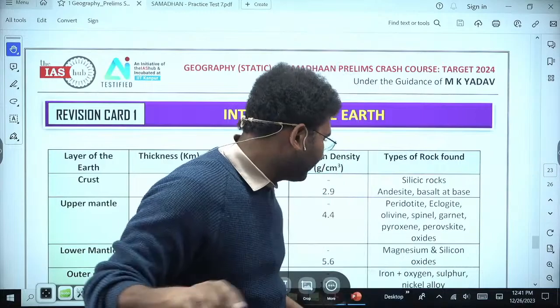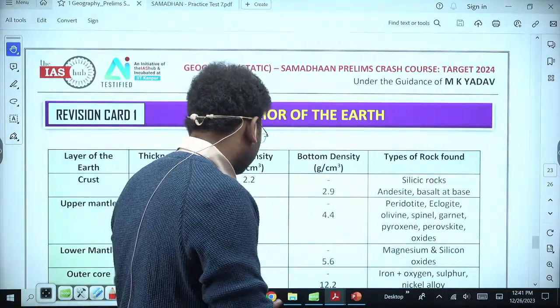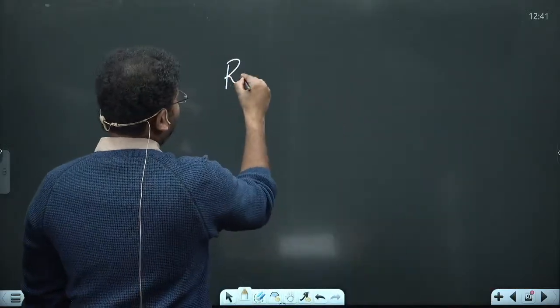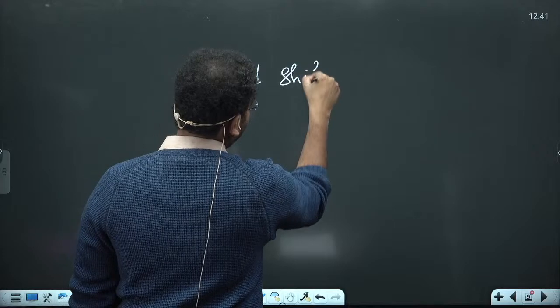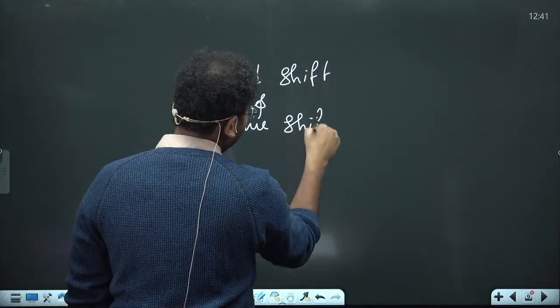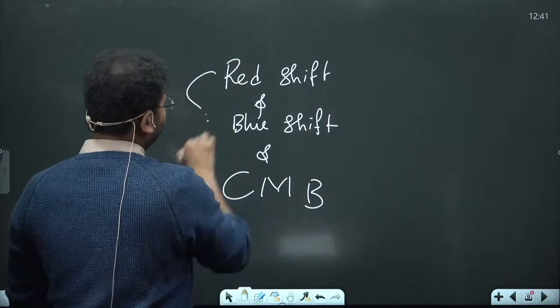The evidences of the Big Bang theory are, just a minute. It is nothing but redshift and blue shift and cosmic microwave background.